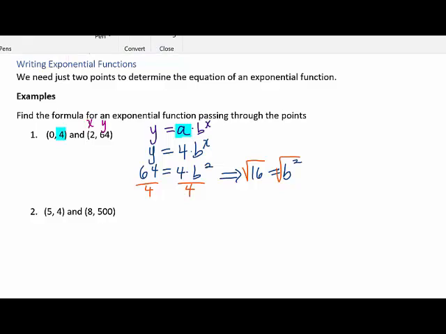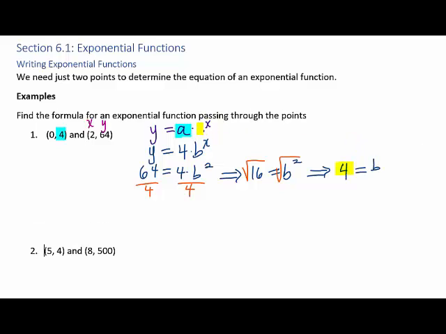Typically when we take the square root of both sides in a quadratic equation, we end up with two answers. In this case, we would say b equals plus or minus 4. However, we know that b is always greater than 0, so b is just 4. We substitute 4 for b, and we find that our equation is y = a, which was 4, times b, which is also 4, to the x.